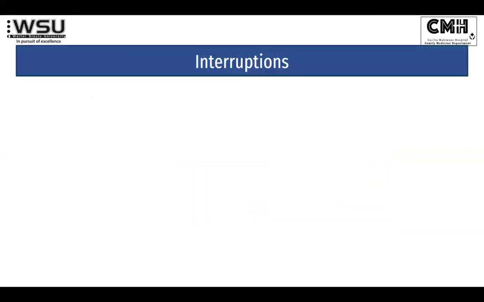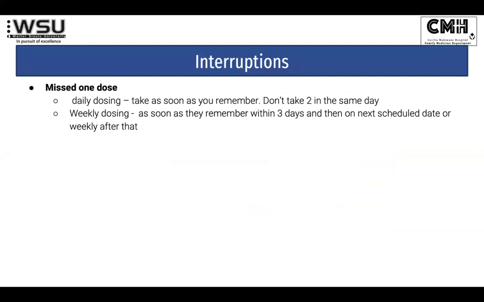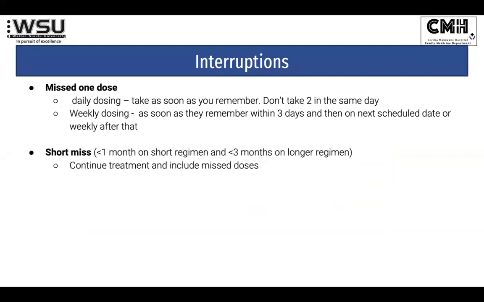What do we do if people miss doses? Tell them if they miss on the day, just take one as soon as you remember, but don't take 2 in the same day. If you miss your weekly one, try to remember to take it within 3 days, and then they're quite vague. You can either take it on the next scheduled date, or you can take it weekly after that. It doesn't look like it's a train smash.